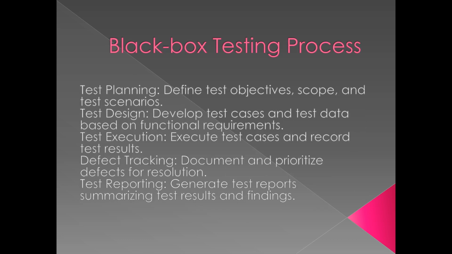Black box testing process. Test planning: define test objectives, scope, and test scenarios. Test design: develop test cases and test data based on functional requirements. Test execution: execute test cases and record test results. Defect tracking: document and prioritize defects for resolution. Test reporting: generate test reports summarizing test results and findings.